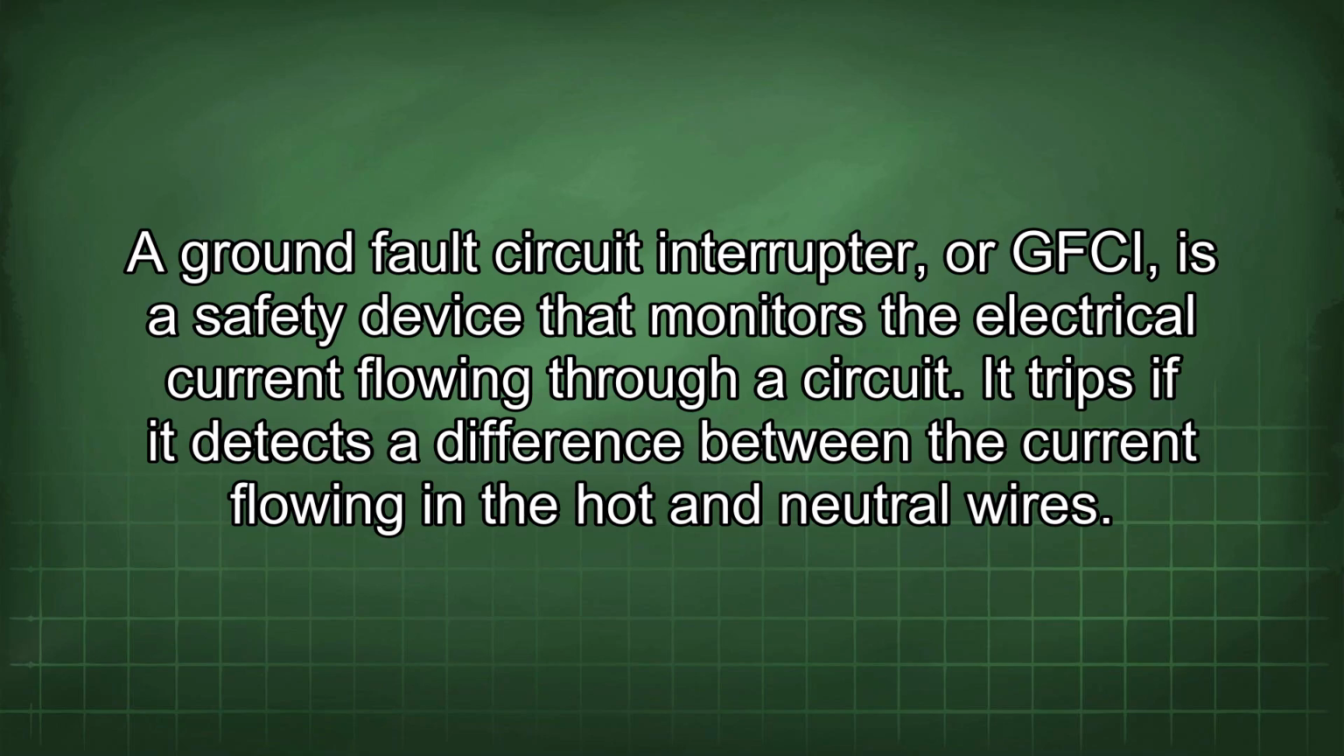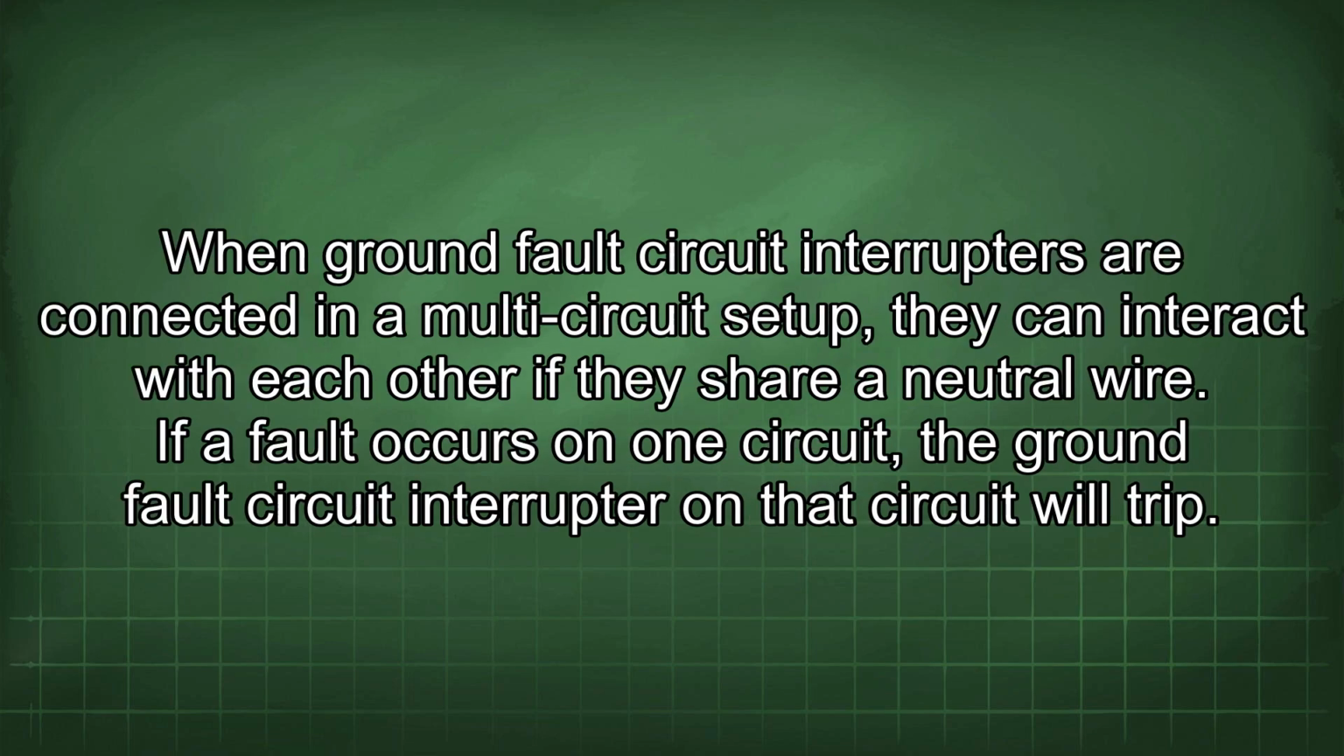A ground fault circuit interrupter, or GFCI, is a safety device that monitors the electrical current flowing through a circuit. It trips if it detects a difference between the current flowing in the hot and neutral wires. When ground fault circuit interrupters are connected in a multi-circuit setup, they can interact with each other if they share a neutral wire. If a fault occurs on one circuit, the ground fault circuit interrupter on that circuit will trip.